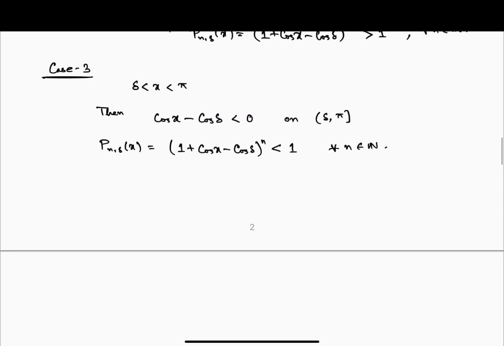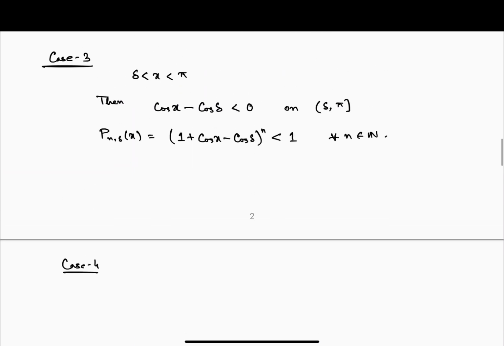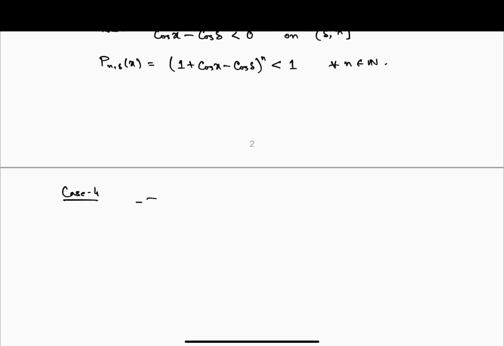So this is case 3, and similarly case 4. Case 4 is when x lies between minus pi and minus delta, so minus pi less than x less than minus delta. Then also cos x minus cos delta is, in this range where cos is decreasing, at the point minus delta the value will be bigger, so this is strictly less than 0 on minus pi to minus delta.